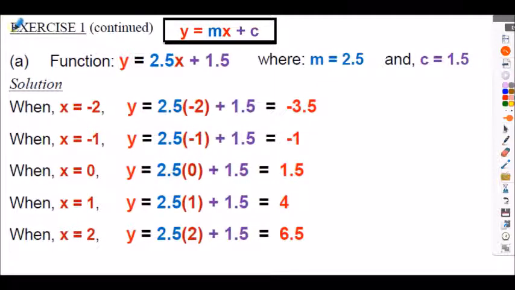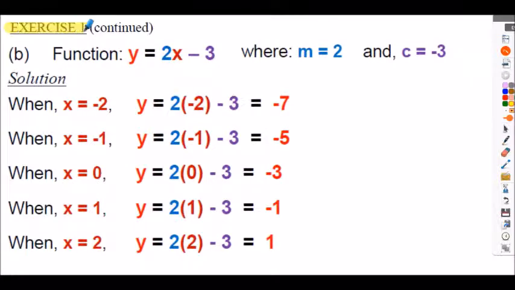Exercise 1 continued. I'm just going to show you very briefly the actual calculations that were undertaken for each of the functions. So for part A of the question, our function y is equal to 2.5x plus 1.5. Here are the calculations for the various values of y, given the various values of x on the left hand side here. I'll let you review that at your own pace. Exercise 1, part B. Here's our function y is equal to 2x minus 3, and again the calculations for you to review at your own pace.